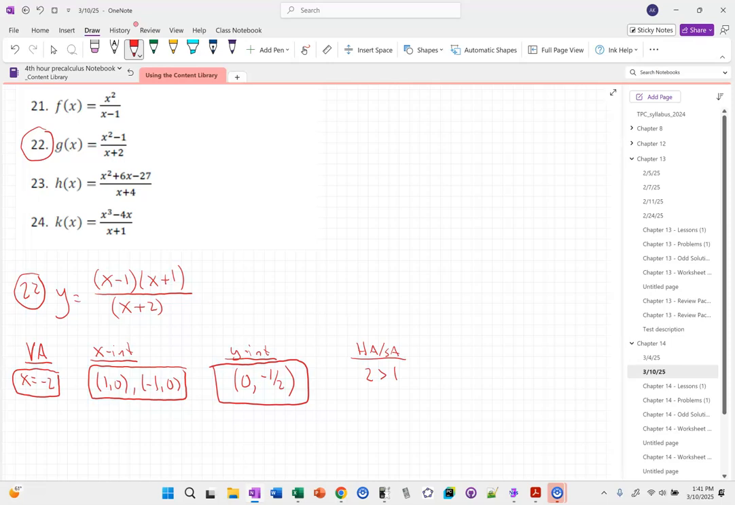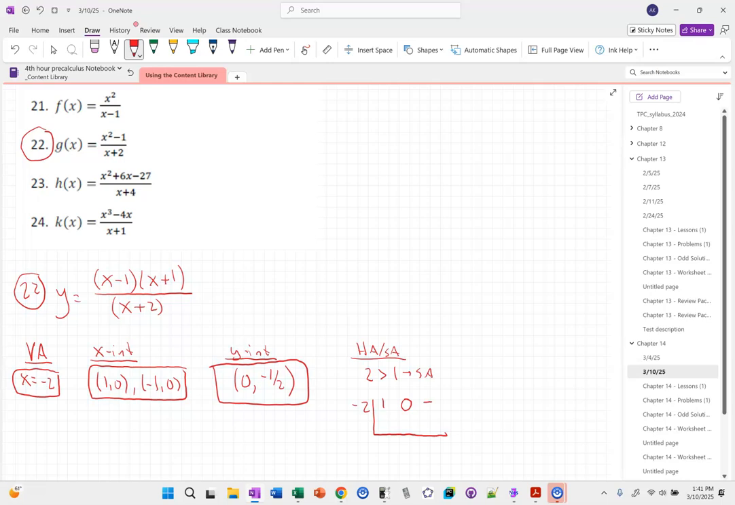Since 2 is greater than 1, that tells me we have a slant asymptote. Very good. How do I find that slant asymptote? We do polynomial division. Now, if I look at the denominator, I can do synthetic division. That's what I would prefer to do here because it's usually a little bit easier.